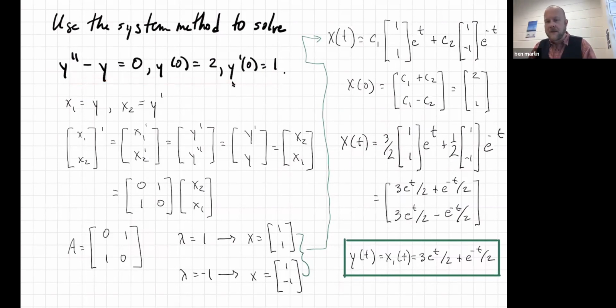Yay! If your reaction is, well, we already knew how to solve those, why would we bother? The point is that we have a way to convert these to systems, and with systems, you only need to have a first order differential equation. All right. So we have a first order differential equation here in this portion of it. It's really dealing with x prime equals Ax.